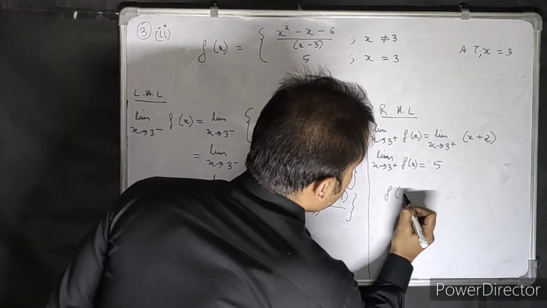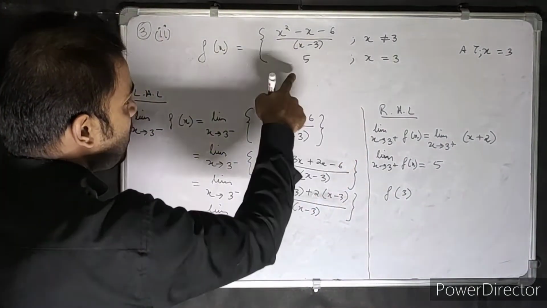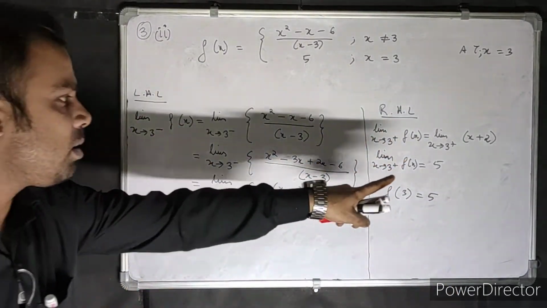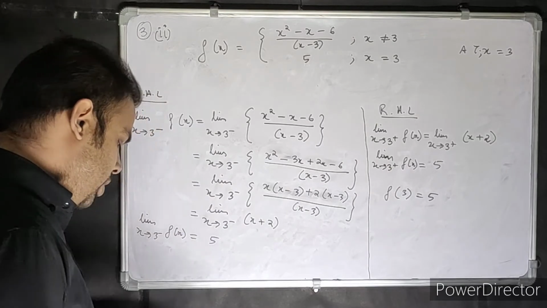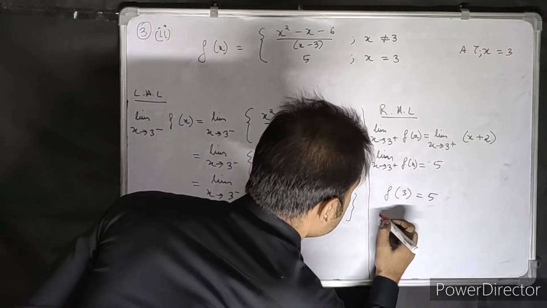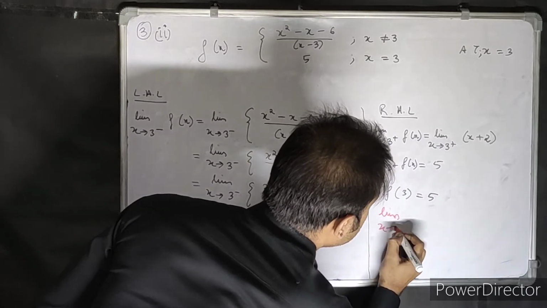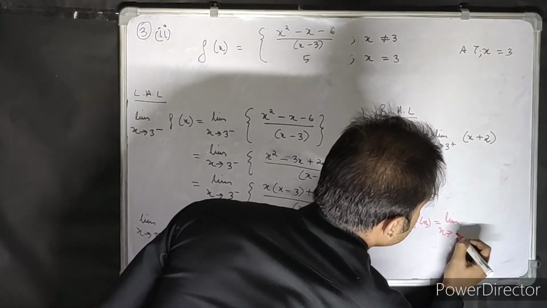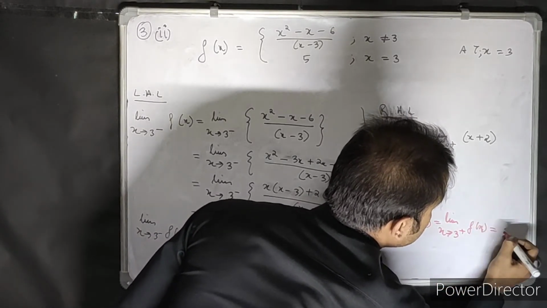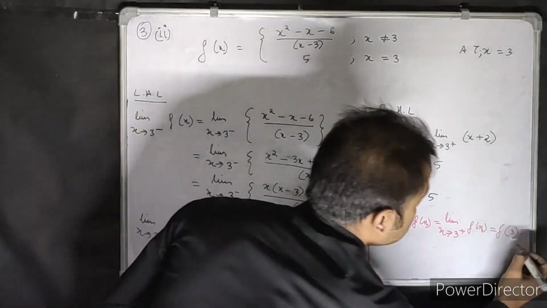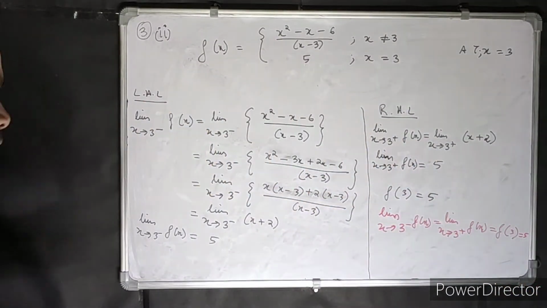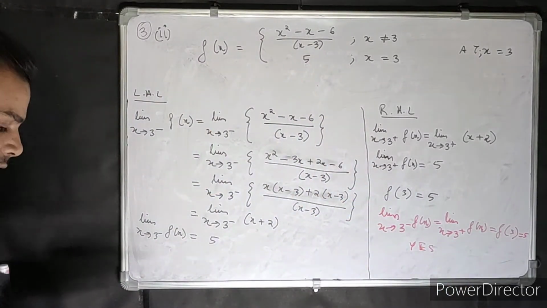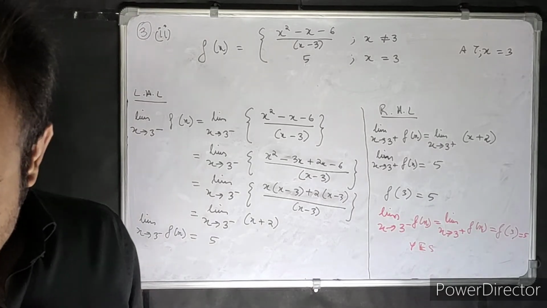That's it. And f of 3 is what? When you put f of 3, it's already given in the function. It's going to give you the answer as 5. So can you see? All three parts are equal to each other. So now you can write the function is continuous because limit of x tends to 3 negative f of x is equal to limit of x tends to 3 positive f of x is equal to f of 3, which is equal to 5. They are all equal to each other. So yes, the function is continuous. They are telling you to show it. You have shown that the function is continuous.